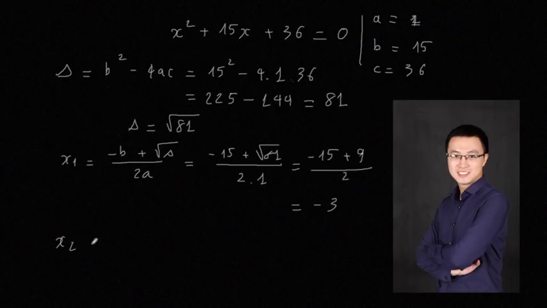here. And X2, you got negative b minus the square root of delta divided by 2a. So it will be minus 15 minus 9 divided by 2. So you got minus 12. And here you have negative 3 and you got negative 12. Okay. That is for the positive exercise, positive numbers in a quadratic equation.